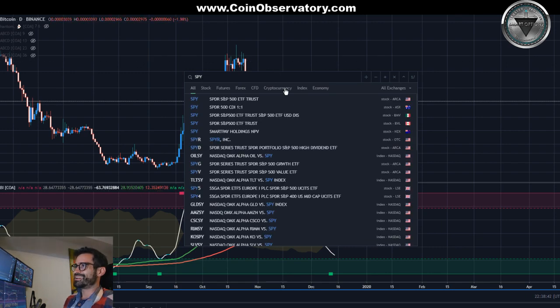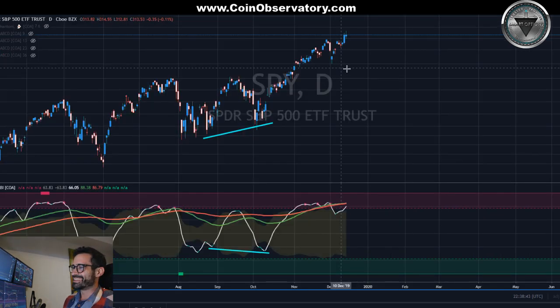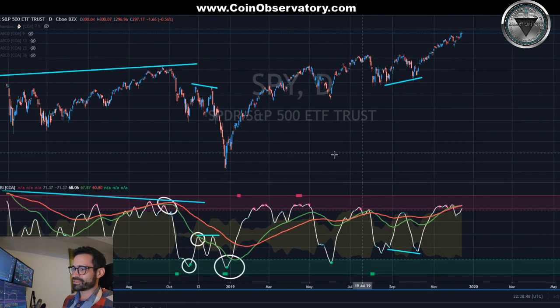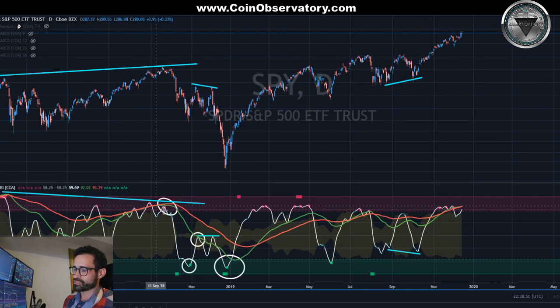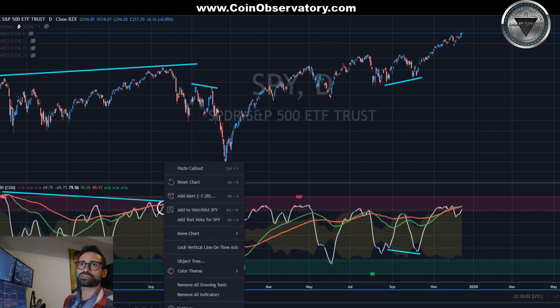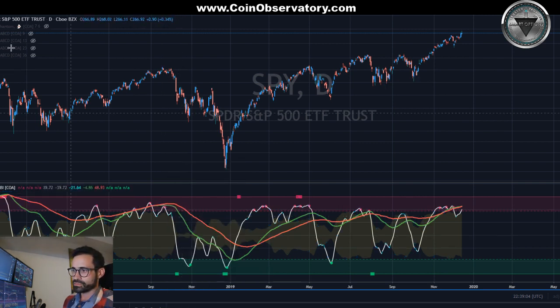SPY. So the SPY is doing something very interesting. It's doing some entanglement for a possible correction, right? I would look to see what happens. You should be able to see that. You see where my cursor is? I'm going to just remove drawing tools.